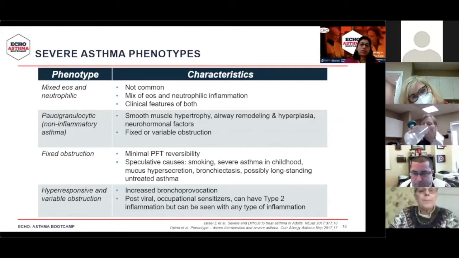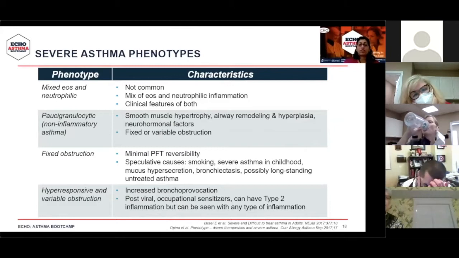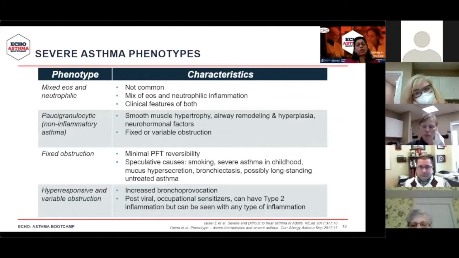And there is a lot of speculation about who these people are. Are these people who've had a history of smoking? Are these people who've had severe asthma as a child and have just gone untreated for a long time? Are these people who are behaving more like bronchiectasis with a lot of mucus production, a lot of secretions? We don't quite understand. And there's this concept of phenotype of hyperresponsive or variable obstruction. These tend to have a lot of bronchial provocation, where their airways get irritated, whether it's a virus or an occupational exposure or a sensitizer. A lot of these patients have type 2 inflammation, but it really can be seen in any type of inflammation. And these are the much less understood asthma phenotypes that are out there.